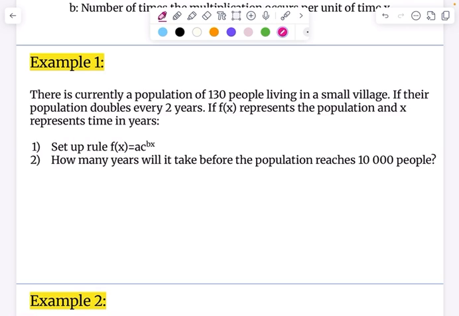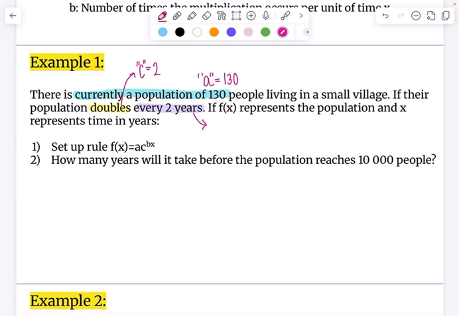There is currently a population of 130 people. So there is currently a population of 130 means right now or initially. So that will be our a. If their population doubles every 2 years, doubles is one thing, and every 2 years is a separate idea. Something that is doubling would mean our parameter c is 2. It multiplies by 2. Our a is 130.